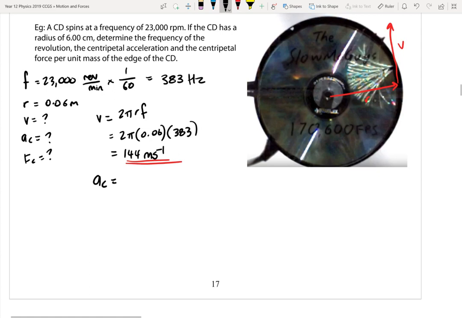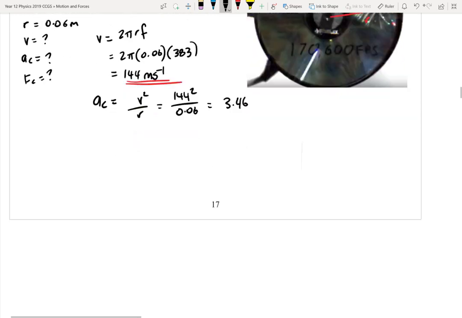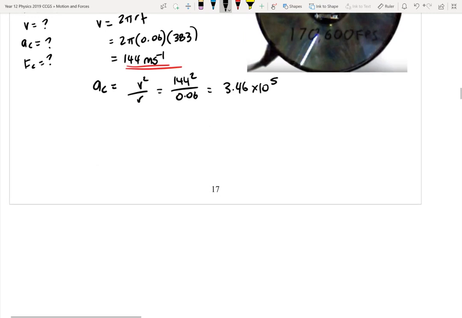Next, A centripetal is mv squared on R. No, it's not, it's just v squared on R, sorry. So we take that 144 squared, divide it by our 0.06, and we get a huge number. We get 3.46 times 10 to the 5 meters per second squared towards the center of the CD. Okay? Towards the center of the circle, towards the center of curvature, or towards the center of the CD.